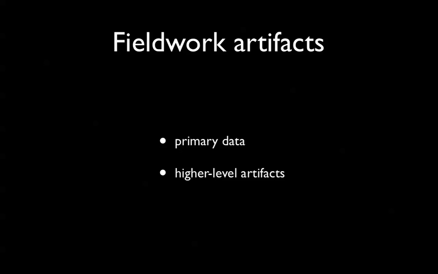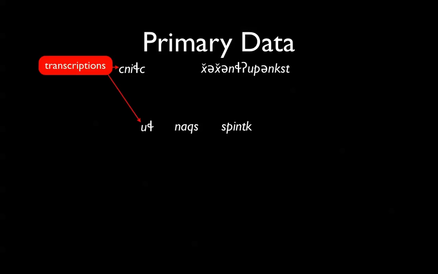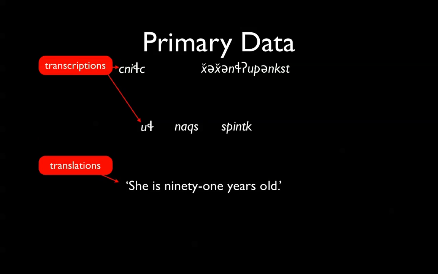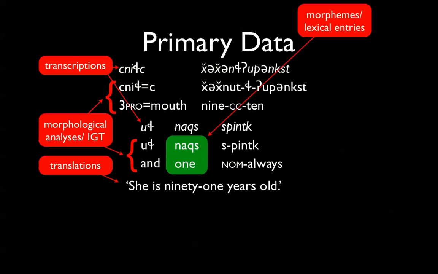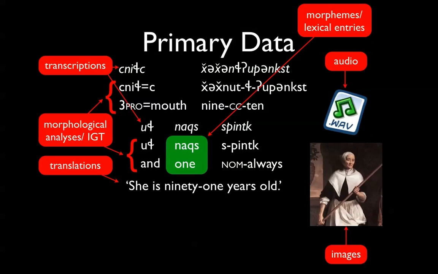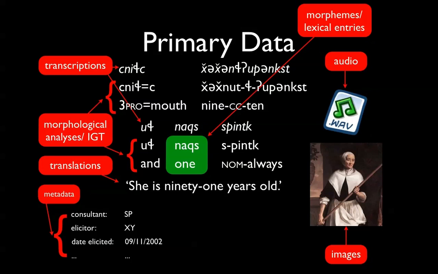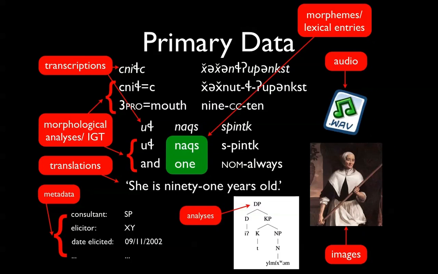Having defined fieldwork as the generation of artifacts, we can identify two broad types of fieldwork artifact: primary data and higher level artifacts. Here is an example of primary data from my own fieldwork on Okanagan. We have transcriptions, translations, morphological analyses, morphemes, audio recordings and video recordings too, images, perhaps used as stimuli in experiments or as aids in representing contexts, metadata, that is, who created the data, when was it elicited, and analytical representations, such as this phrase structure analysis of an Okanagan determiner phrase.